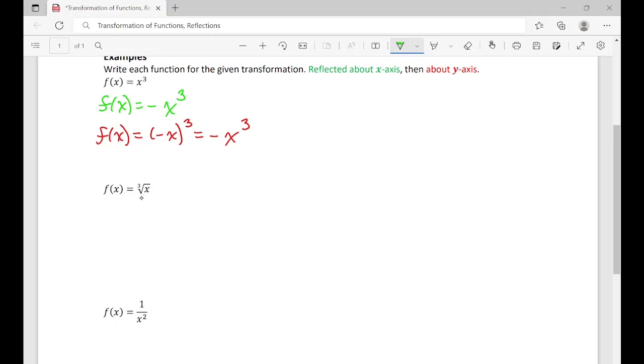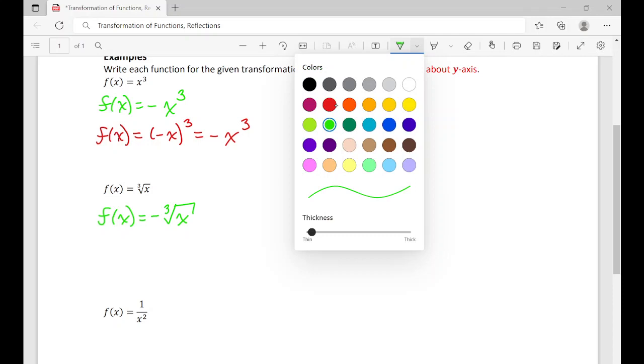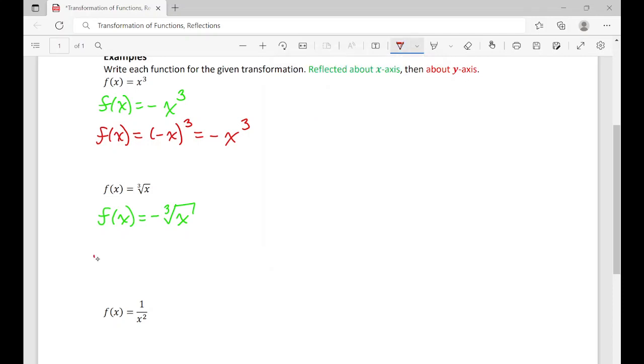Next, f of x equals the cube root of x. So again, we're going to reflect it about the x-axis. So we're just going to take our function itself and put a negative in front of the entire thing. And for the y-axis, we're just going to take our function and put a negative in for x instead. Now if we work this out, we're going to get the cube root of negative x, which in all honesty, if you simplify, it's just going to be negative cube root of x. So again, these two reflections will be the exact same.